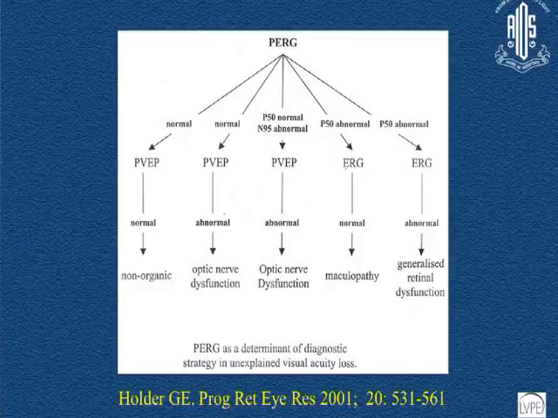So you can do different tests, all three, and then you can say, okay, this is where it is. And if everything comes normal, then okay, this patient is malingering, or there is a non-organic cause. So like that you can use this algorithm to test patients with unexplained vision loss.